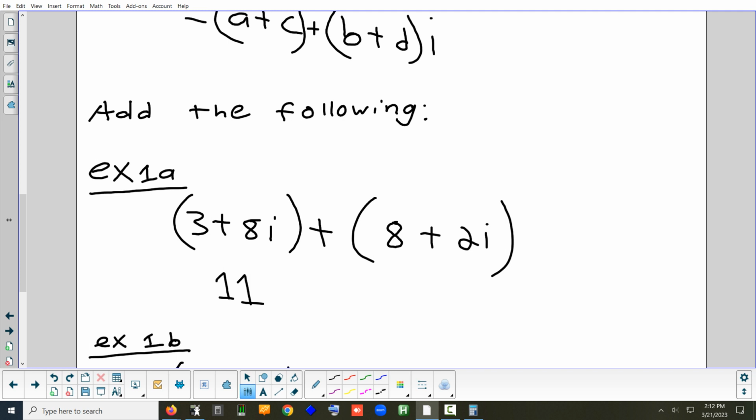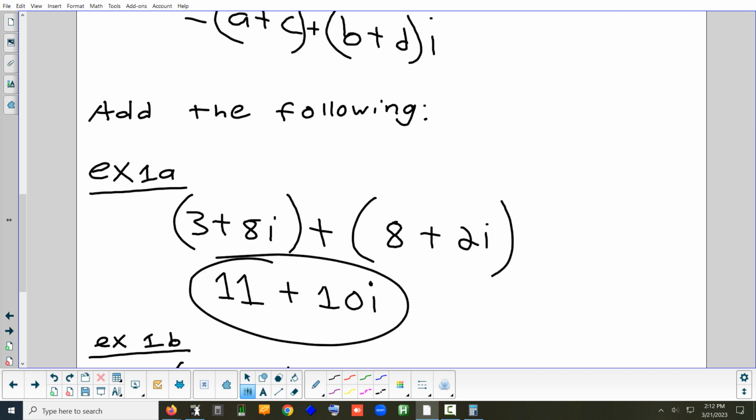And then in this one, the imaginary part is 8. In this one, it's 2. And the operation is addition. So what am I going to get for an imaginary part in the final answer? 10i. So plus 10i. Okay, so 11 plus 10i.